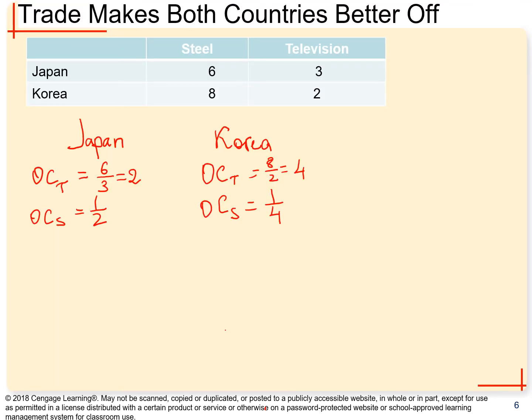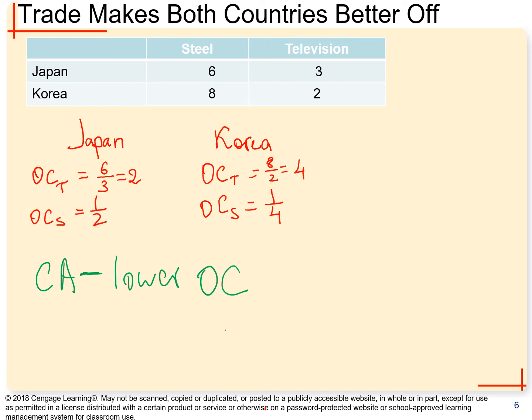So let's look at this one more time. Here's our opportunity cost that we calculated a second ago. So comparative advantage, once again, usually I write it CA. This is the ability to produce with the lower opportunity cost.